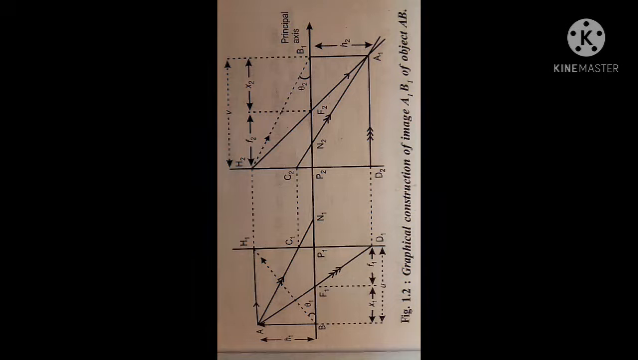Today we are discussing graphical construction of image using cardinal points. Even without the knowledge of actual refracting surfaces of the optical system, we can construct graphically the position of image of a given object if we know the cardinal points of the optical system.